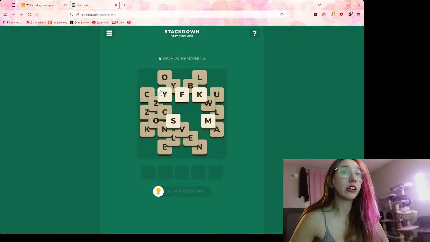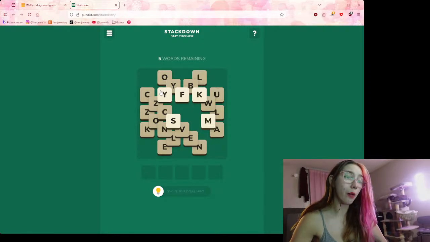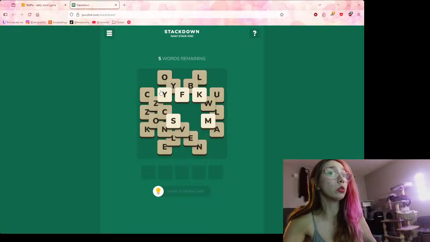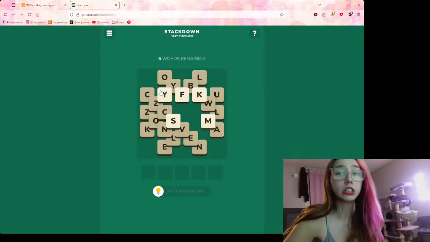next word needs to start with either an S, an M, a K, an F, or a Y. In order to have a vowel, M needs to be either the first or second letter.